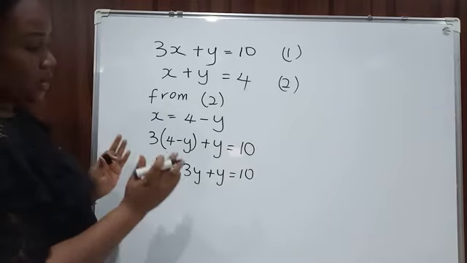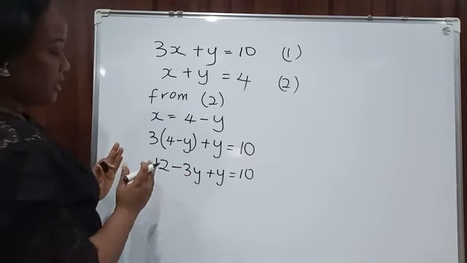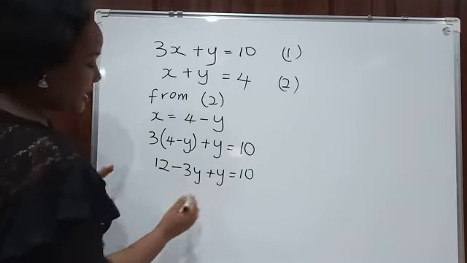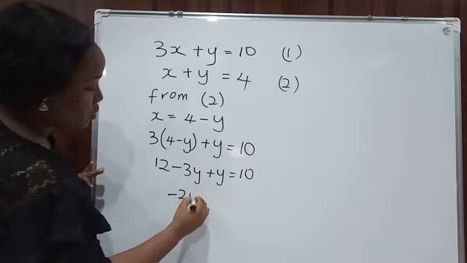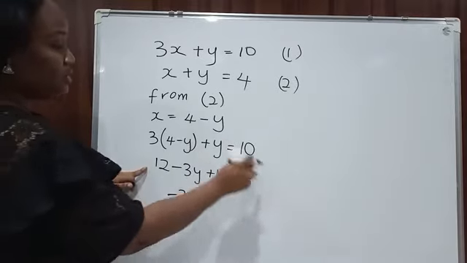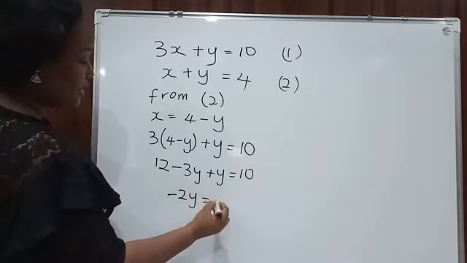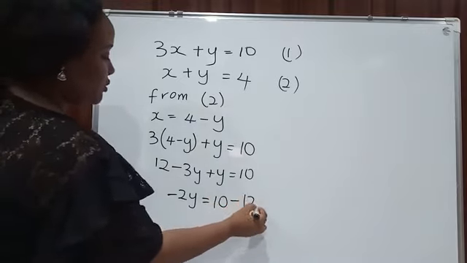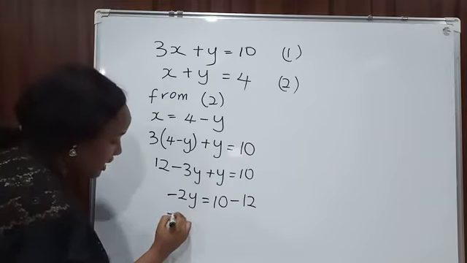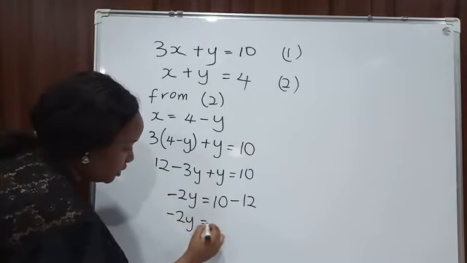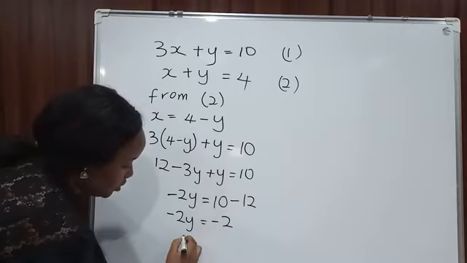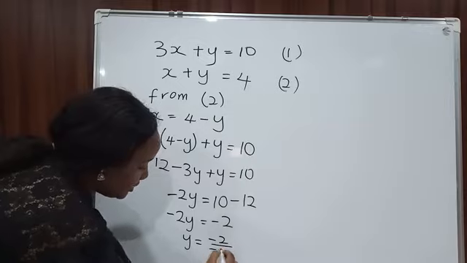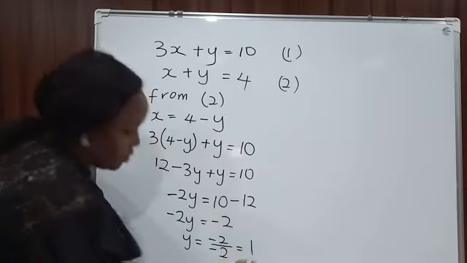So you collect like terms together. Minus 3y plus y gives us minus 2y. Then 12 jumps over to the other side of the equation and becomes 10 minus 12. So you have minus 2y equals minus 2, y equals minus 2 over minus 2, which gives us 1.